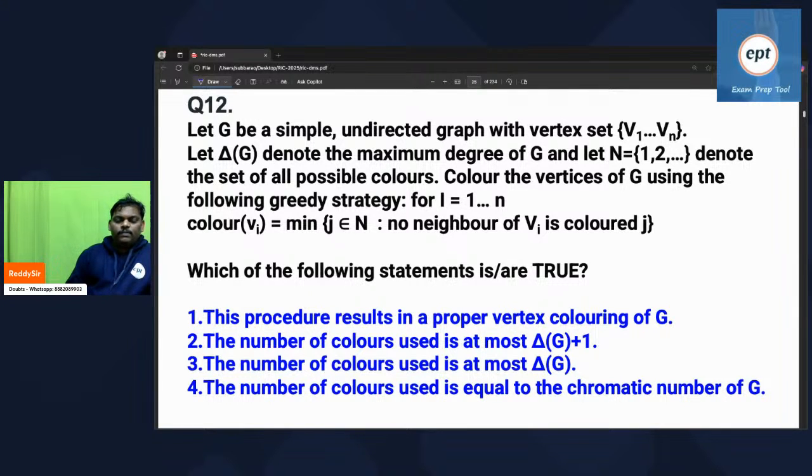Can you go for this problem? Let G be a simple undirected graph with the vertex set V1 to Vn. Let delta G denote the maximum degree of G, and let N equal 1, 2, and so on denote the set of all possible colors. Color the vertices of G using the following greedy strategy. For i equal to 1 to n, color of Vi is equal to the minimum J belonging to N such that no neighbor of Vi is colored with J. Which one of the following is true? Some options are given. Can you try a little bit? I will help you.